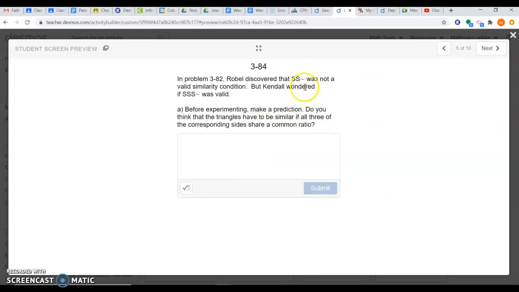Here we saw in the beginning that side-side similarity did not work, but now we're going to try side-side-side similarity. Before we start experimenting on the next slide, I want you to make a prediction if you think that's going to work. So side, side, side compared to side, side.